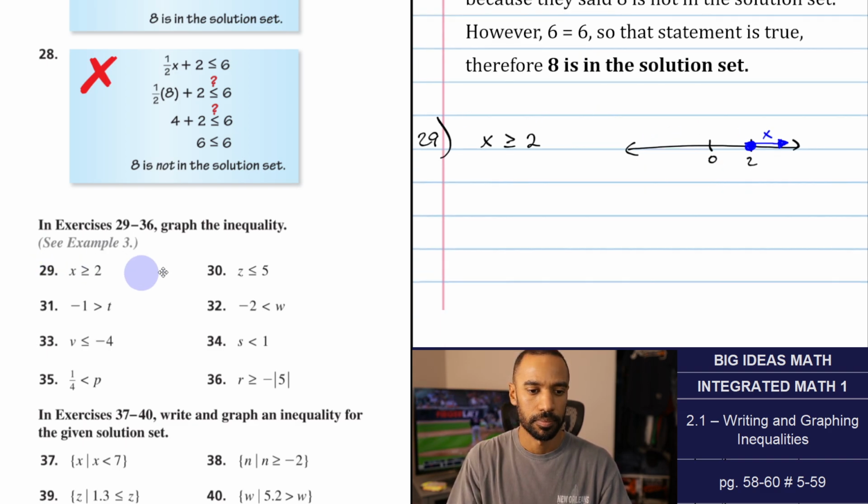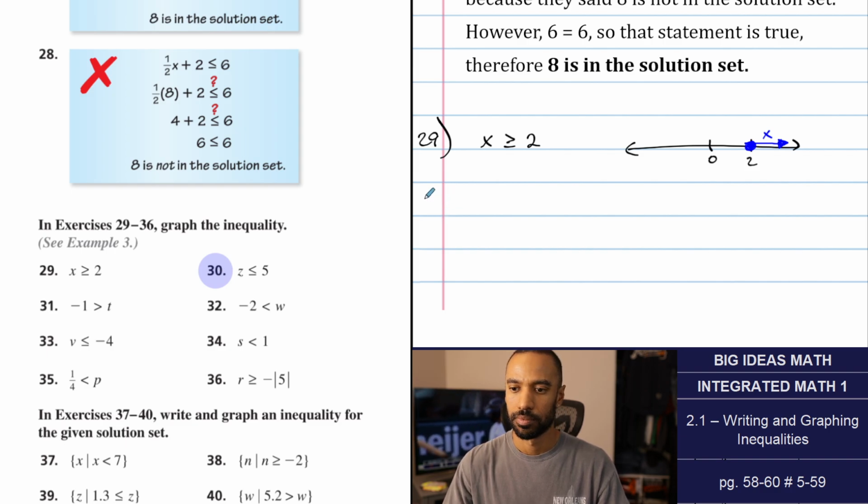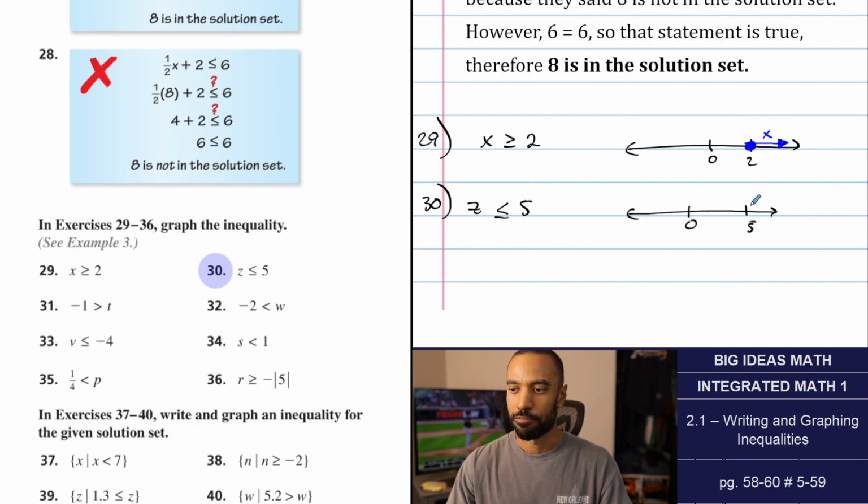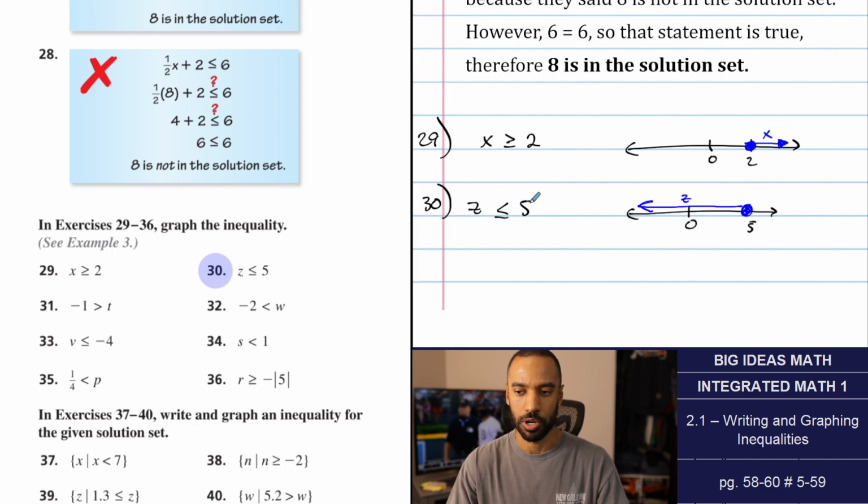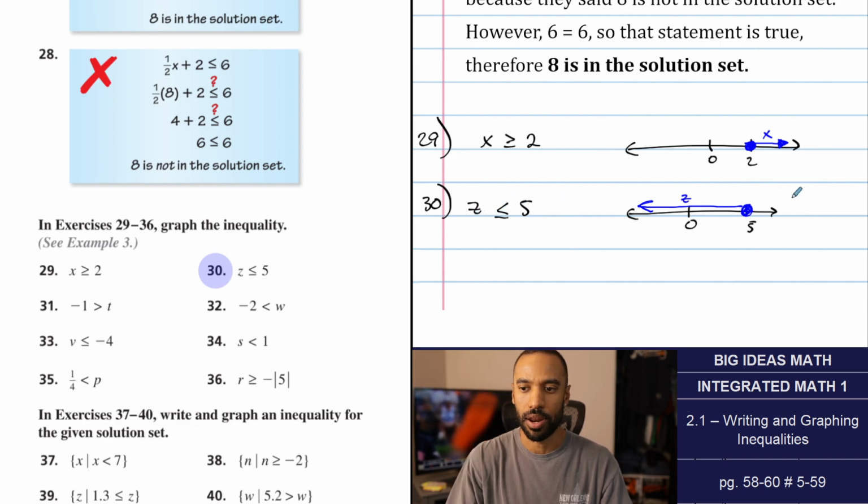Number 30. Z is less than or equal to 5. On this number line, here's 0 and here's 5. Z is 5 or less. So 5 counts. Anything less counts. Less than is left. We're going to go this direction for Z. This should include 0. Let's test it and see if it works. Is 0 less than or equal to 5? Yeah, 0 is less than 5, so that works out. Anything greater than would not.